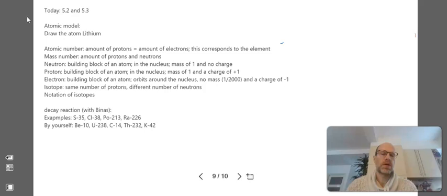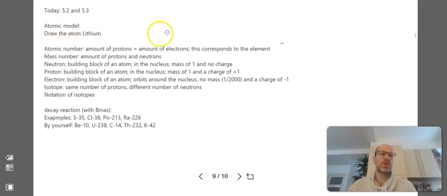So we have three subatomic particles in an atom, and those are neutrons, protons, and electrons. Neutrons are in the nucleus. They have a mass of 1 and no charge. A proton is also in the nucleus, with a mass of 1 and a charge of +1. An electron orbits around the nucleus, so it surrounds it, but in English it's said to orbit. It has negligible mass, so little that we don't count it, 1/2000th, and it has a charge of -1.